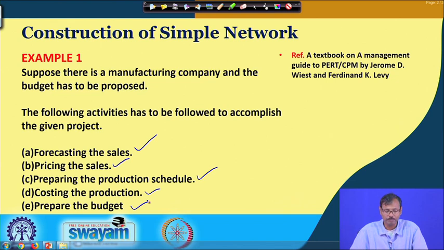The possible sales are forecasted first, then the pricing is carried out, that is, what the price should be. For achieving that production target, the production scheduling is carried out. Then, as production is scheduled, the cost of production is calculated, and based on that the budget is prepared.